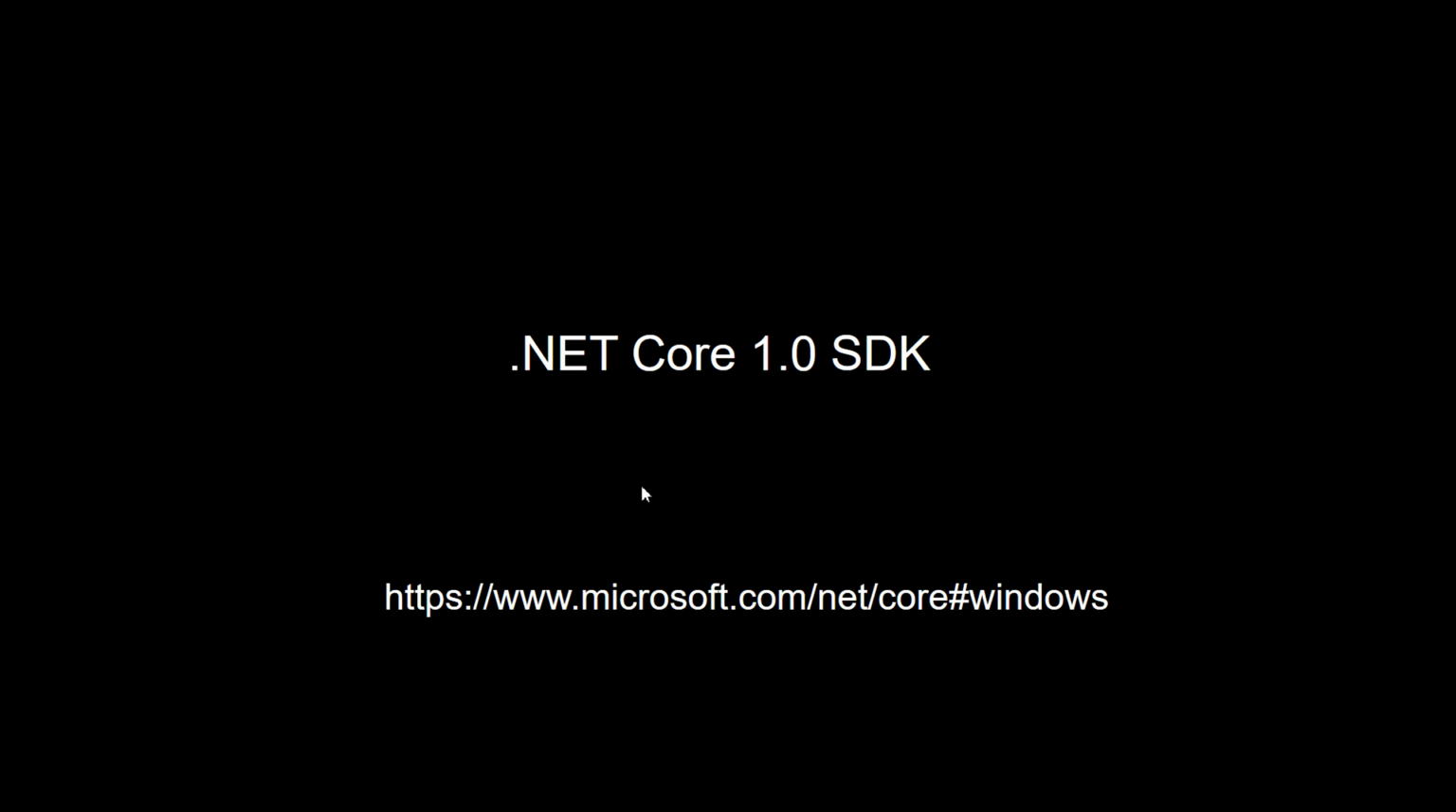.NET Core 1.0 SDK. Why do we need that? Of course, ASP.NET Core 1.0 is built on top of .NET Core 1.0. If you want to develop any ASP.NET Core application using Visual Studio Code, you need to first install the .NET Core 1.0 SDK, and that's available at this URL.